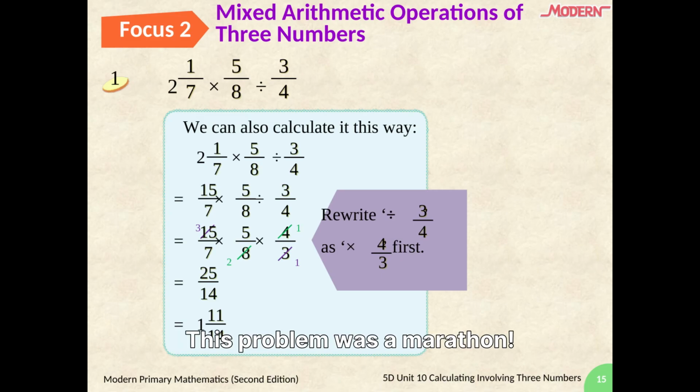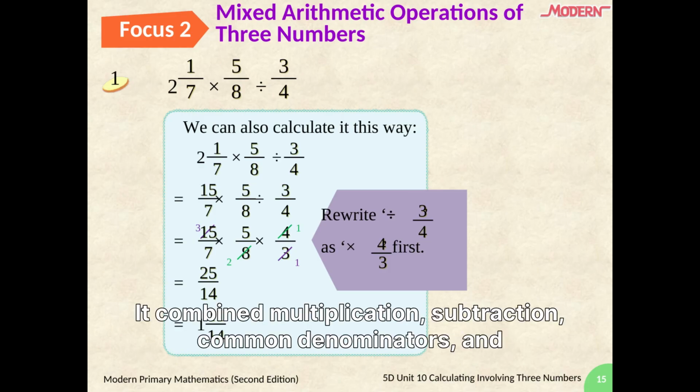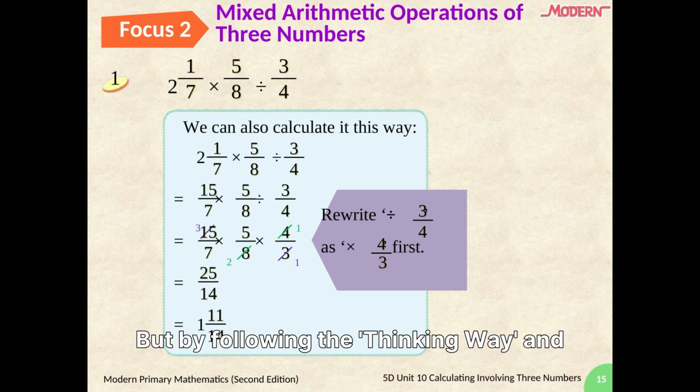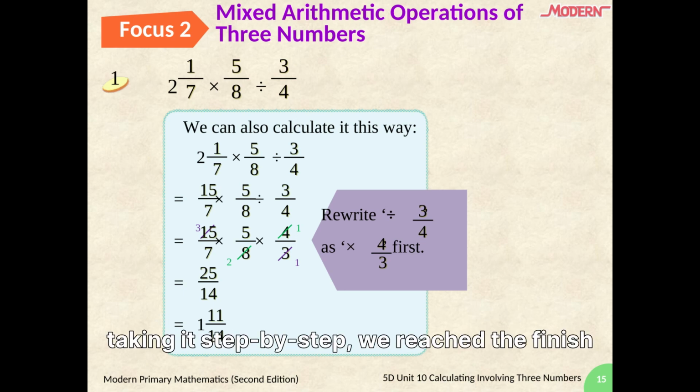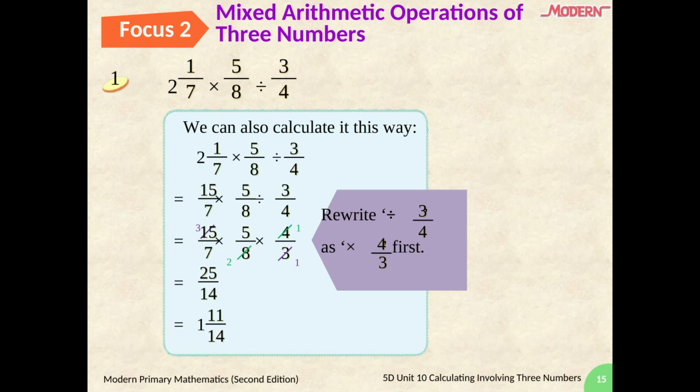This problem was a marathon. It combined multiplication, subtraction, common denominators, and borrowing. But by following the thinking way and taking it step by step, we reached the finish line perfectly.